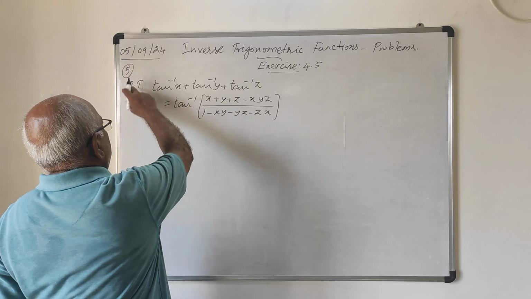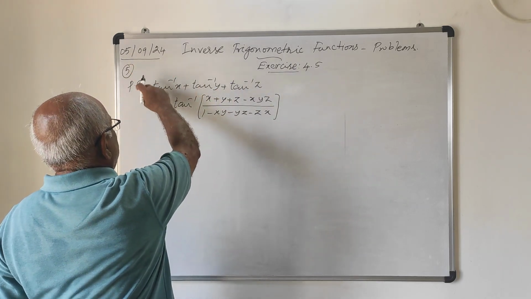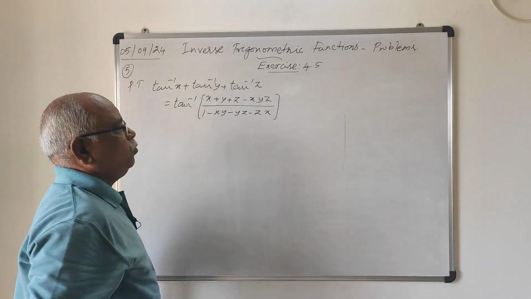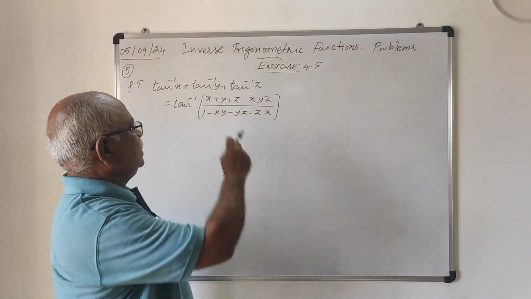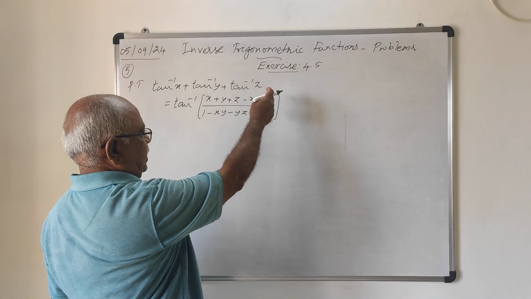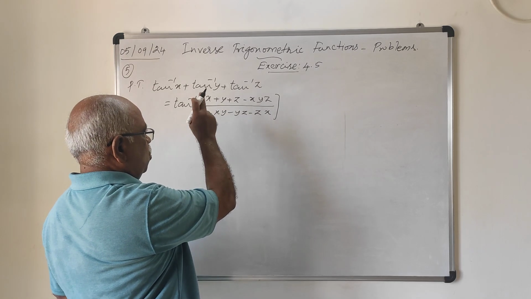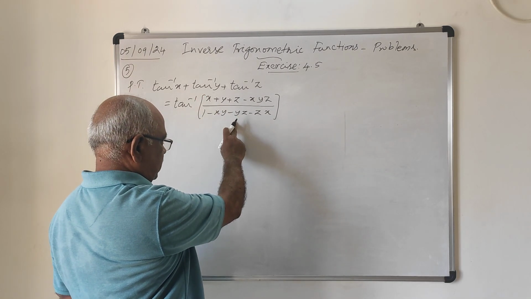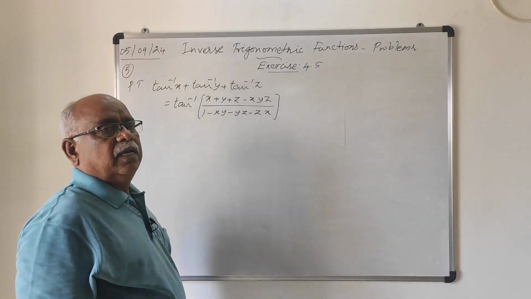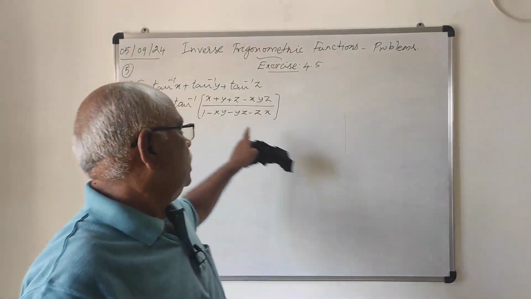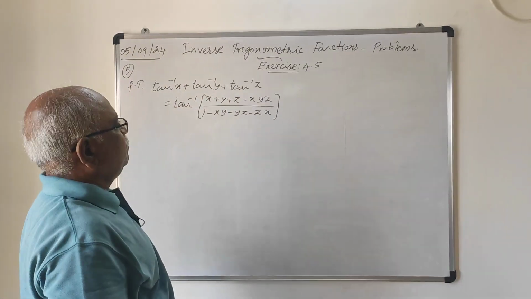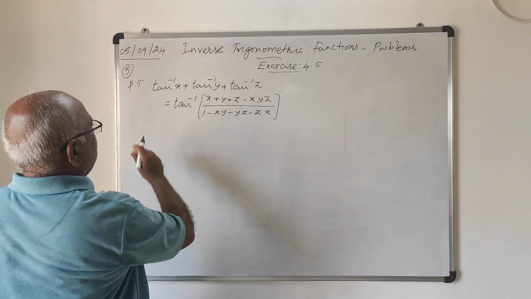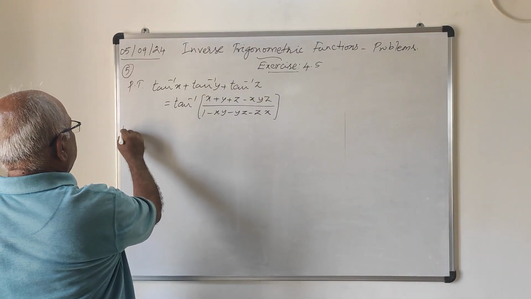Prove that: the problem number 5 in the exercise is, prove that tan inverse of x plus tan inverse of y plus tan inverse of z equals tan inverse of (x plus y plus z minus xyz) divided by (1 minus xy minus yz minus zx). This one we have to prove. This is the right hand side and the expression on the top is the left hand side. We have to prove this side. For that, consider the left hand side.